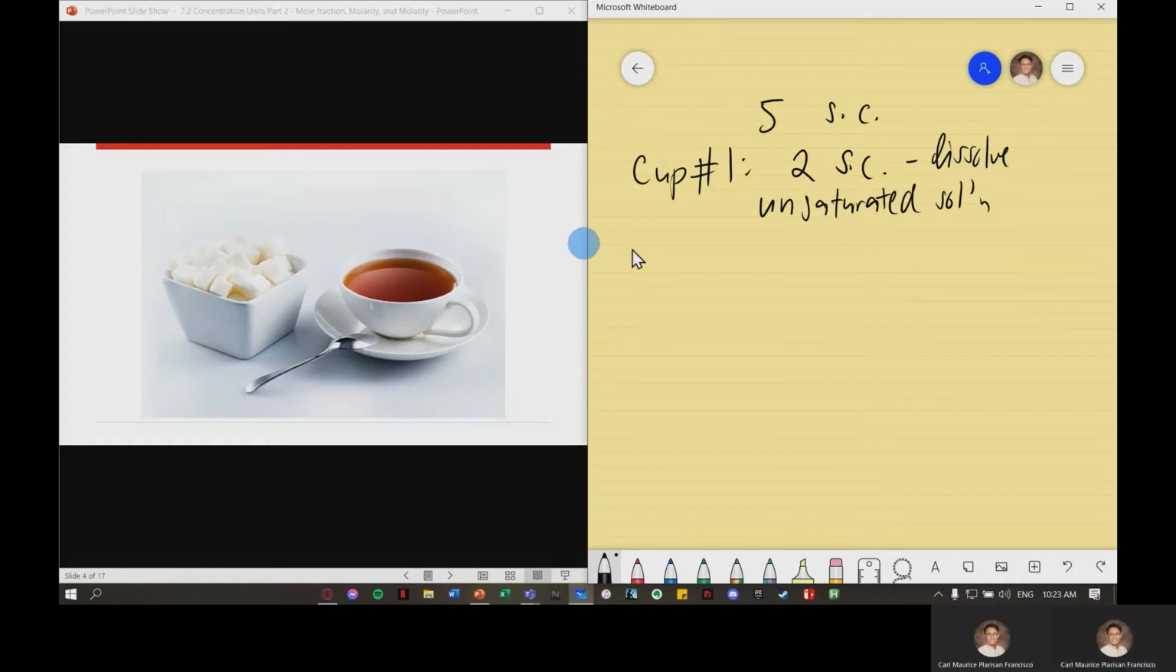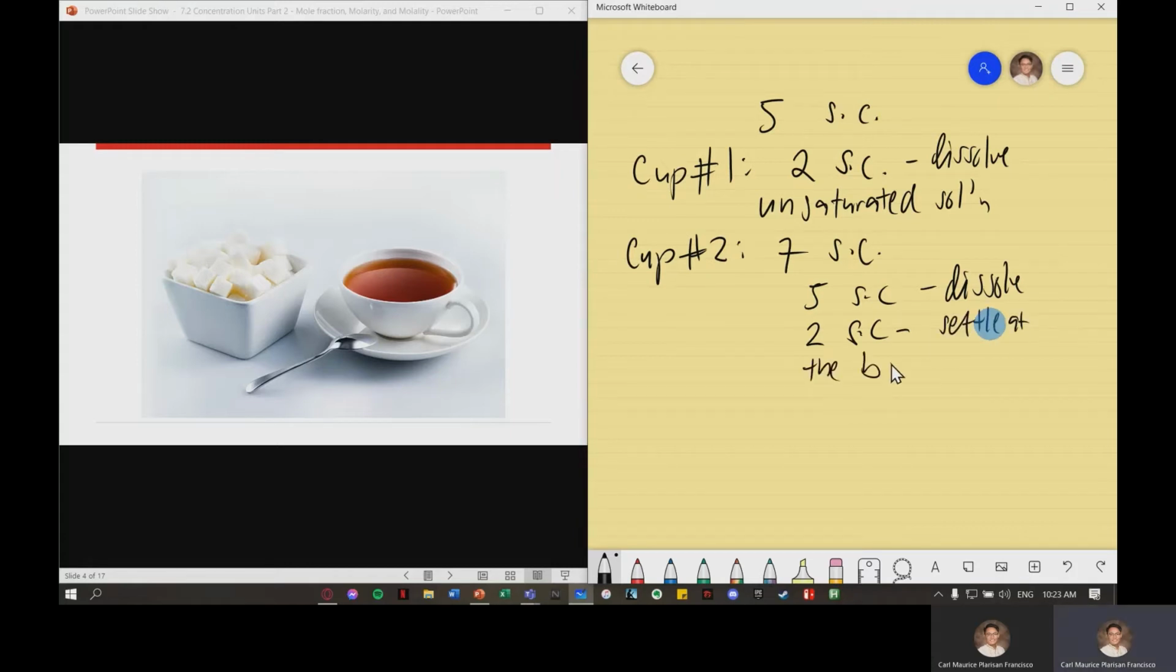Okay? Now what about cup number 2? So this time, I'll be preparing cup number 2 and I added 7 sugar cubes. Ayun. Dahil 5 nga lang ang kapasidad o maximum, 5 out of 7 sugar cube shall dissolve, while the remaining 2 sugar cube shall settle at the bottom of the cup. Ulitin ko po. 7 ang nilagay natin. 7 sugar cube.